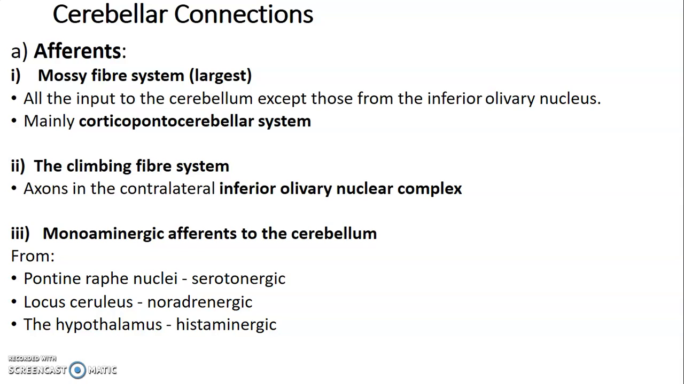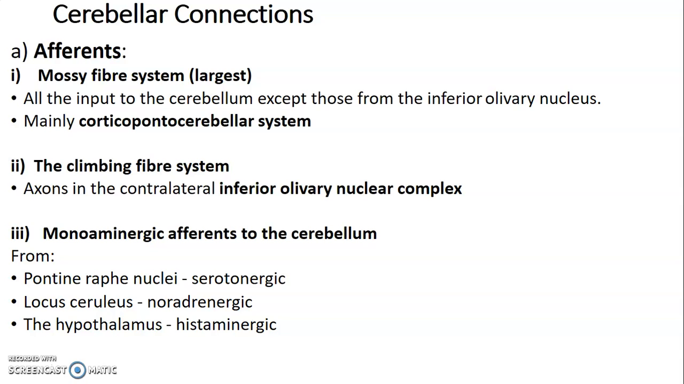The cerebellum is connected to other parts of the brain, and the afferent connections involve mossy fibers, which carry all input to the cerebellum except from the inferior olivary nucleus. Mainly this mossy fiber system forms the corticopontocerebellar system from the cerebral cortex to the pons to the cerebellum.